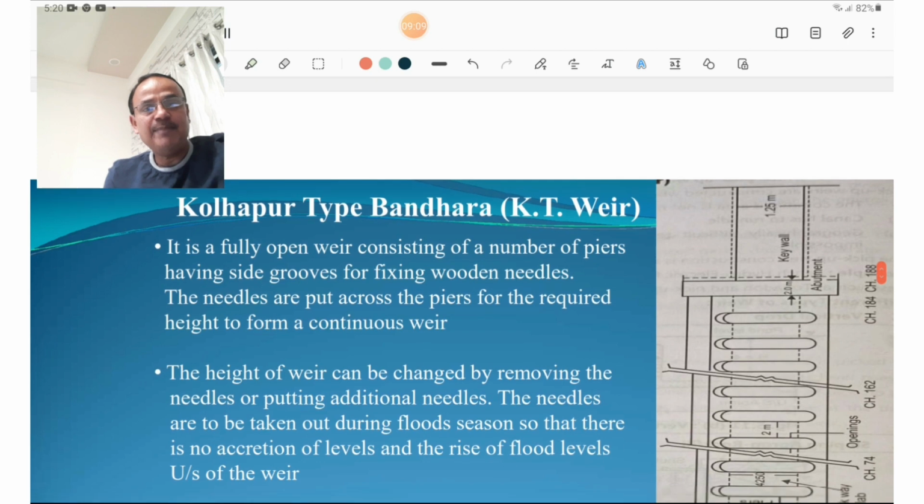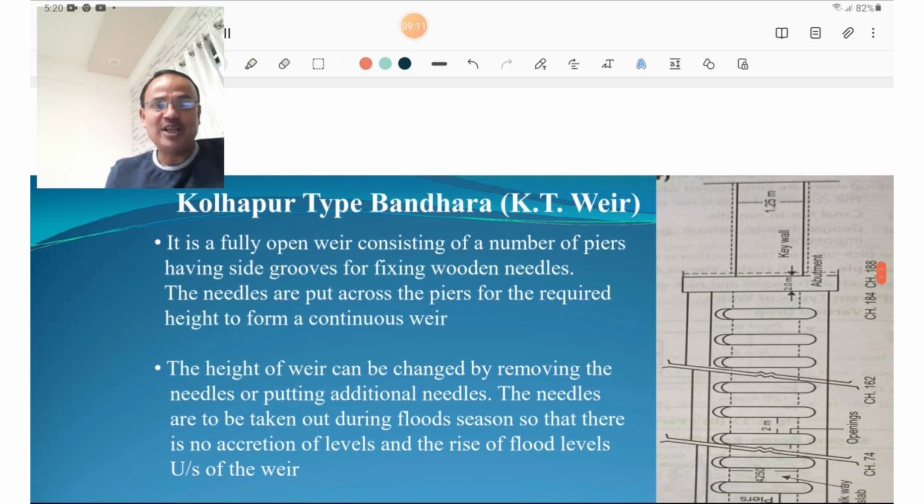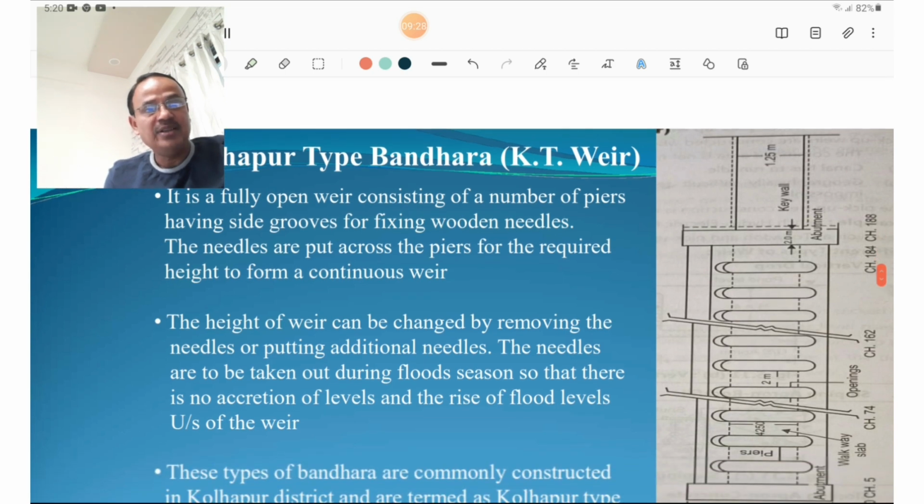Then this is a very important type of weir used in Maharashtra. Whenever you travel in Maharashtra from one district to another, on rural roads, MDR or state highways, you must see this type of structure, termed a KT weir or Kolhapur type bandhara. It is a fully open weir consisting of a number of piers having side grooves for fixing wooden needles.